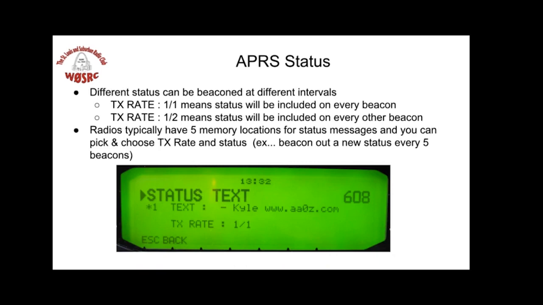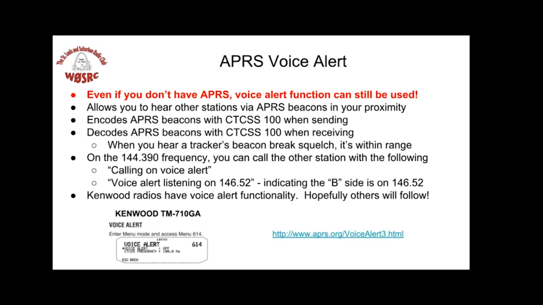So here's a status text that I have, and there's text rates. A 1-for-1 means that I'm going to beacon out this status every single beacon. 1/5 means I'm only going to beacon out my status once every 5th beacon. So you can put in anything you want, however many position locations your radio's got, and beacon out 5 different statuses on 5 different beacons. Okay.